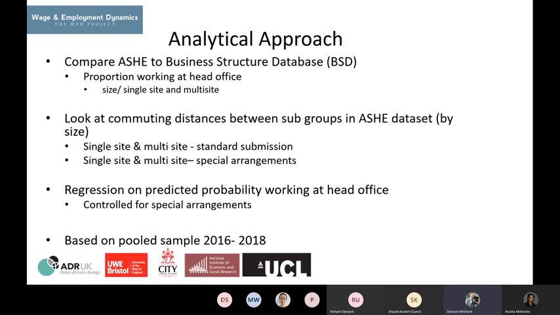Second, we looked at the differences between groups in ASHE. We looked at four main groups: single-site and multi-site employers, and those using standard paper submissions and those using electronic submissions. So four groups in total, those with standard submissions and special arrangements, both single-site and multi-site. And third, we ran some basic regressions on the probability of working at a head office, and in particular, we're interested in the effect of special arrangements. Worth saying that this work is still ongoing, so any suggestions you have for taking it forward, we're very happy to hear today.